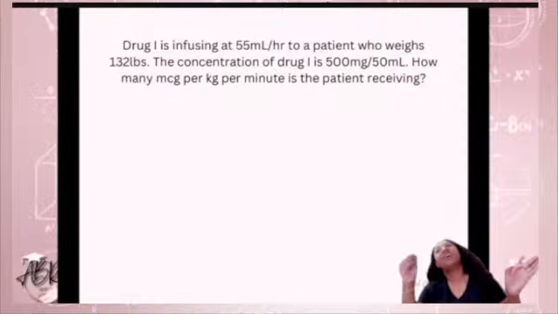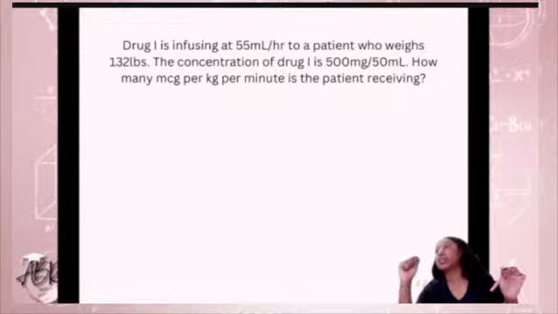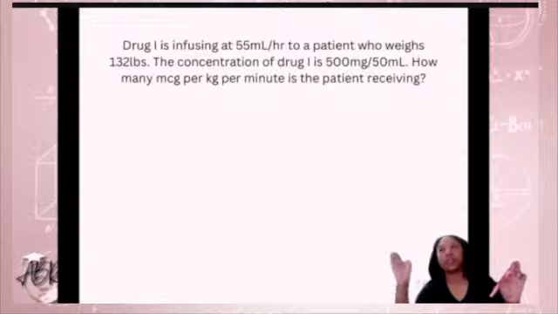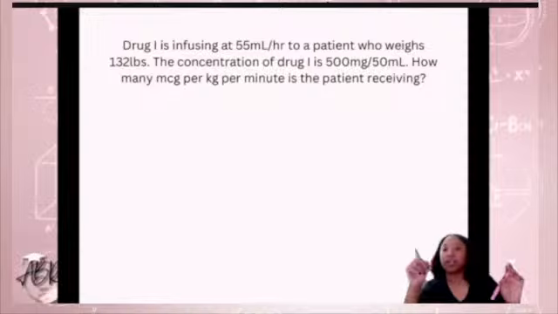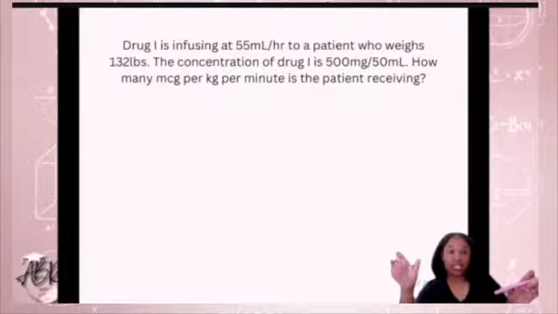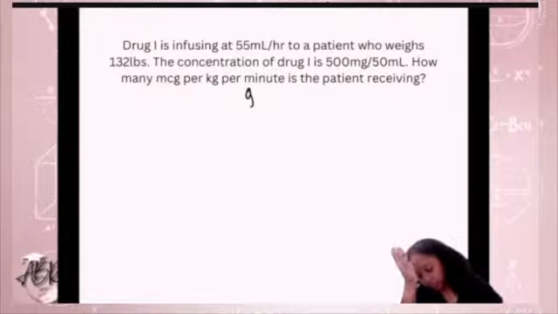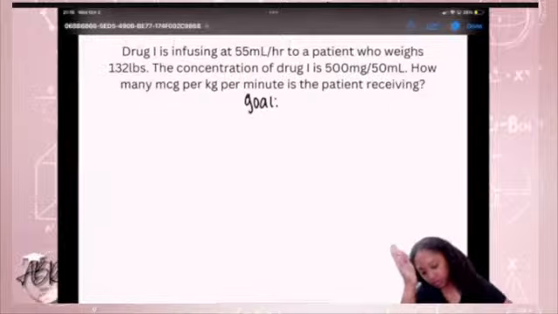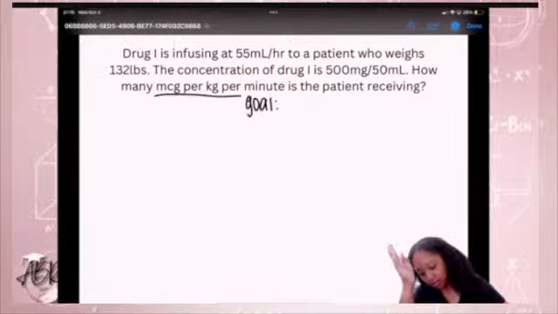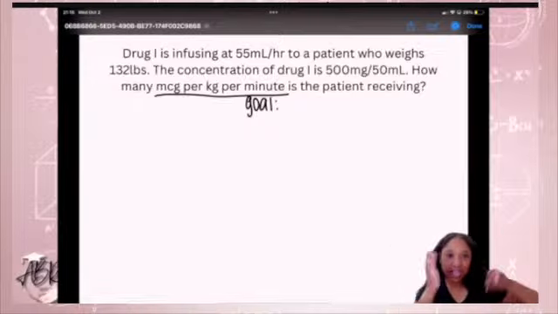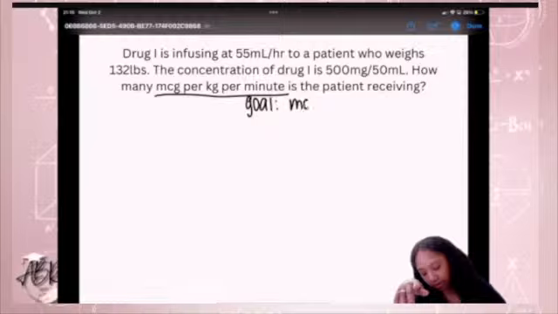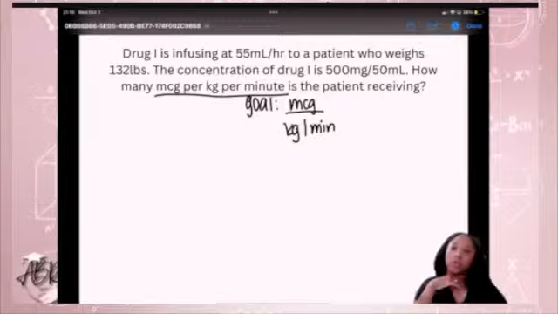Drug I is infusing at 55 milliliters an hour to a patient who weighs 132 pounds. The concentration of drug I is 500 milligrams per 50 milliliters. How many micrograms per kilogram per minute is the patient receiving? Okay, so what is our goal? This. So you see that per, that's slash, right? So microgram per kg per minute. That is our goal.